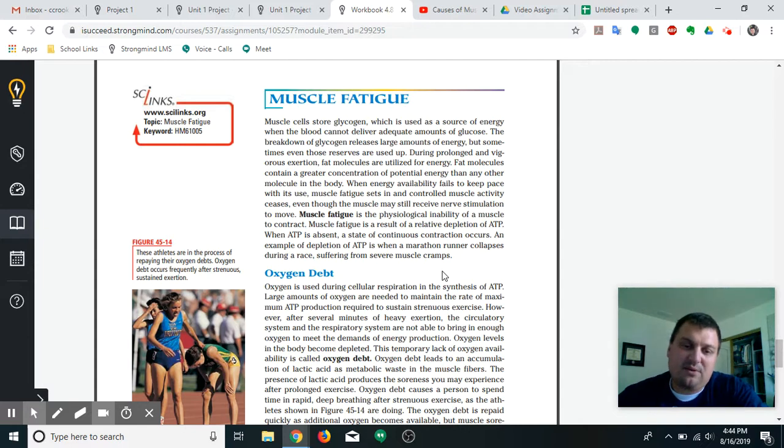Now, I was taught this when I was going to school and getting my degree, but recent data has shown this might not be the case. And so I wanted to point that out. Basically, lactic acid is being built when oxygen is not there, right?